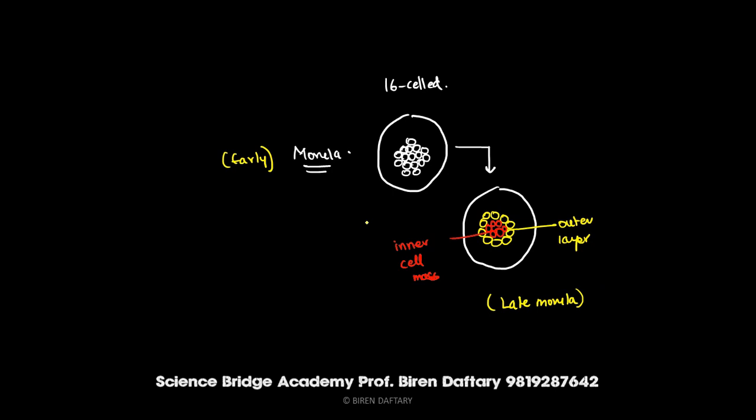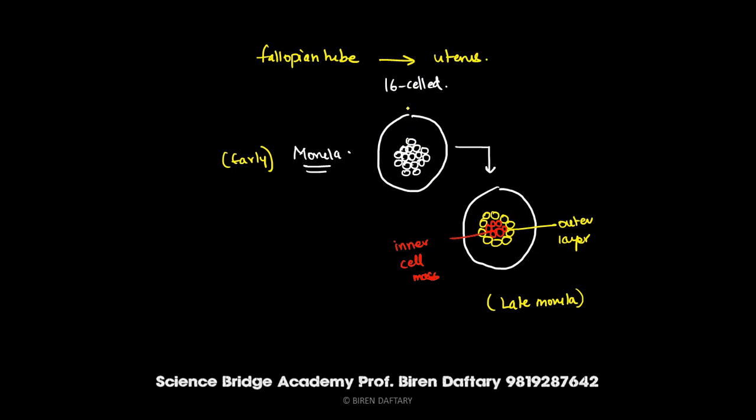Morula reaches the uterus in about 4 to 5 days. So what's happening is, when these cells or these blastomeres are being formed, the zygote or the embryo is traveling through the fallopian tube, and from the fallopian tube it is passing to the uterus. So it takes around 4 to 5 days for the morula to reach the uterus.